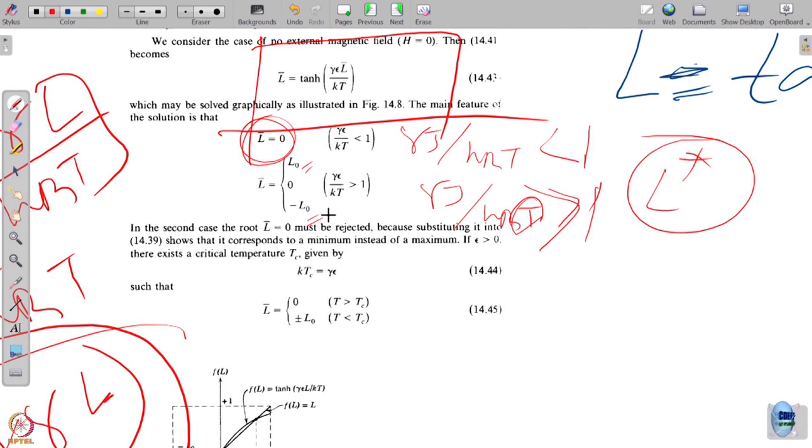One can show that this root, that 0, corresponds to a minimum, not to a maximum. So you can reject that term. Then the solution reduces to the following: for T greater than TC, you have no magnetization, a disordered system. Below TC, it can be either plus or minus; it has to be two solutions. In the absence of a magnetic field, they are both equally likely, there is no way to choose one over the other.